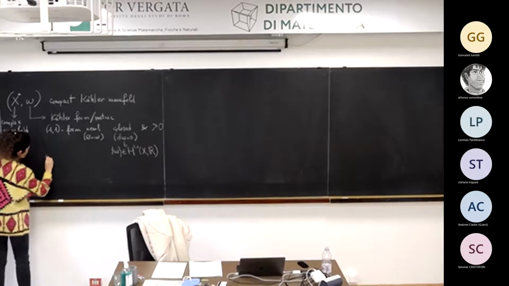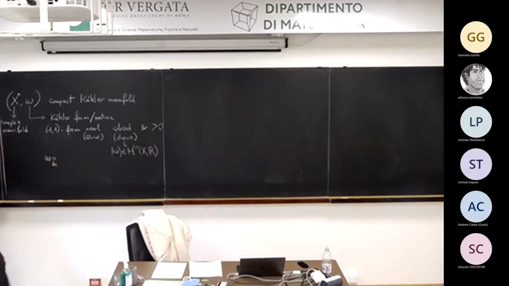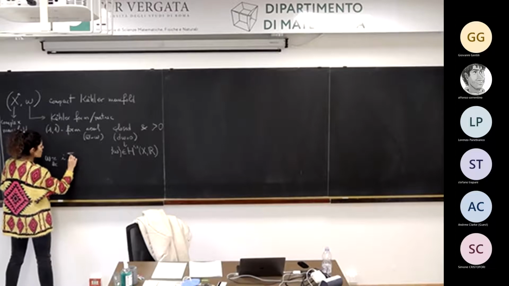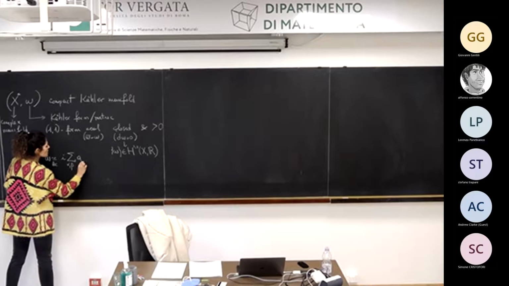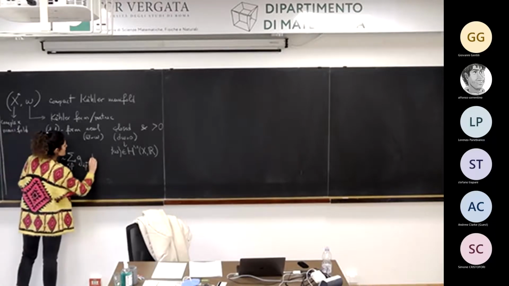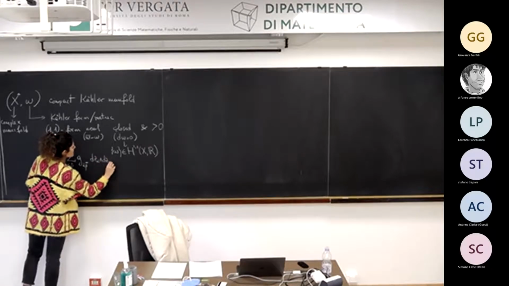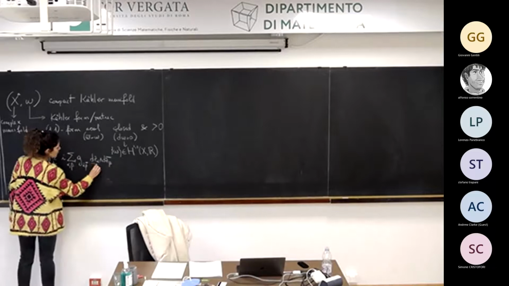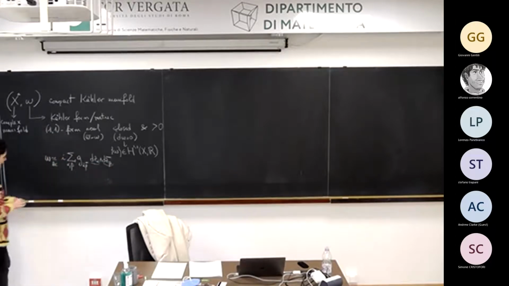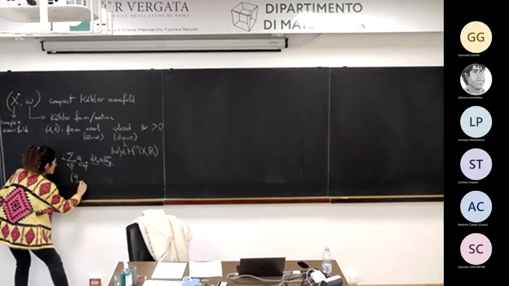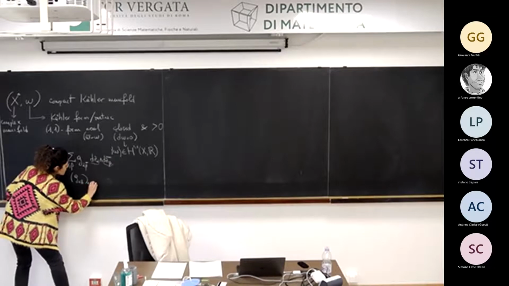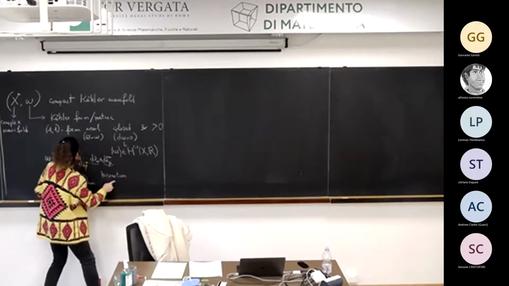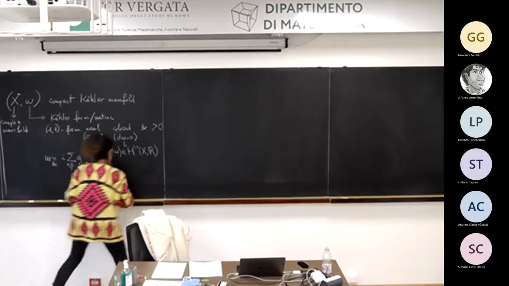It means that locally, in a coordinate chart, ω is going to be expressed in the following way: i, the square root of -1, times the sum over α and β of some coefficients that I call g_{αβ̄}, dz_α ∧ dz̄_β. Here you see the structure of a (1,1) form. Here we have the holomorphic part and the anti-holomorphic part, and the coefficients g_{αβ̄} are the entries of an n times n matrix that is Hermitian and positive definite.